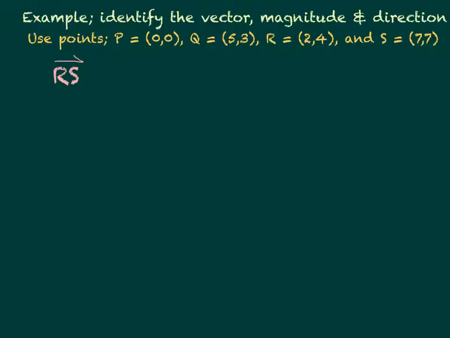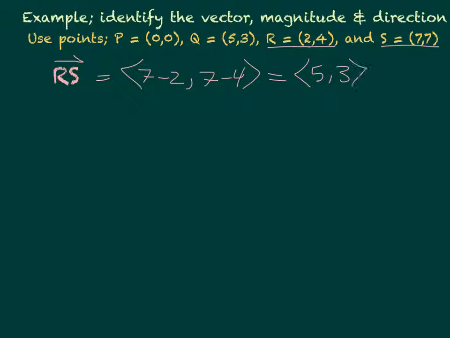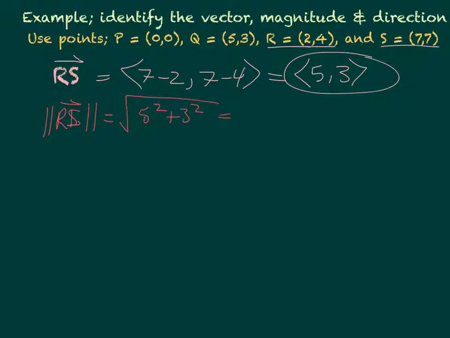Alright, and this next one, RS. Our initial point is R, terminal point is S, so that means our vector is going to be 7 minus 2, comma 7 minus 4, which is 5, 3. And the magnitude of our vector RS is going to be equal to the square root of 5 squared plus 3 squared, which is the square root of 25 plus 9, which equals the square root of 34.